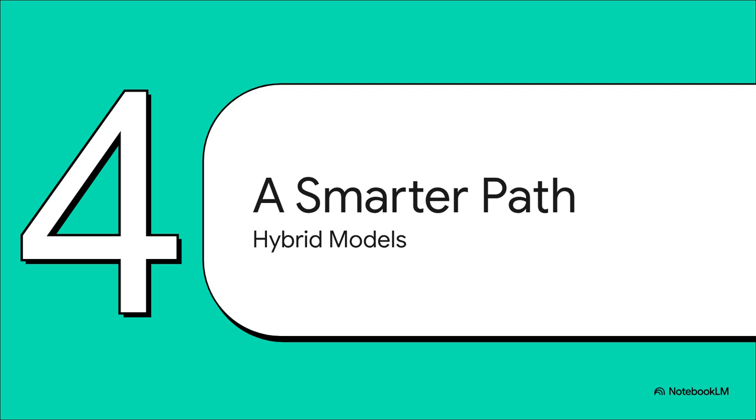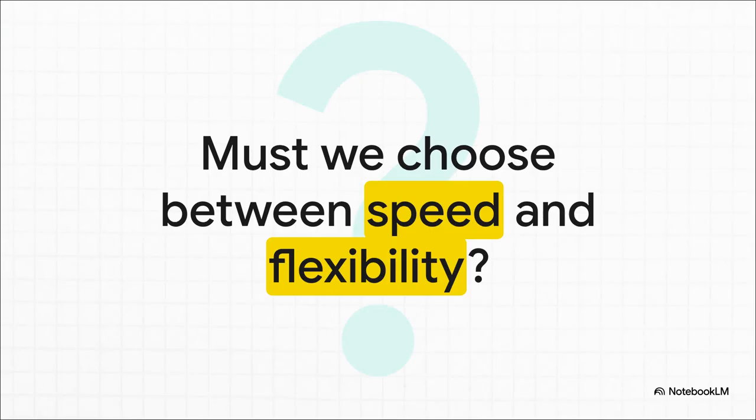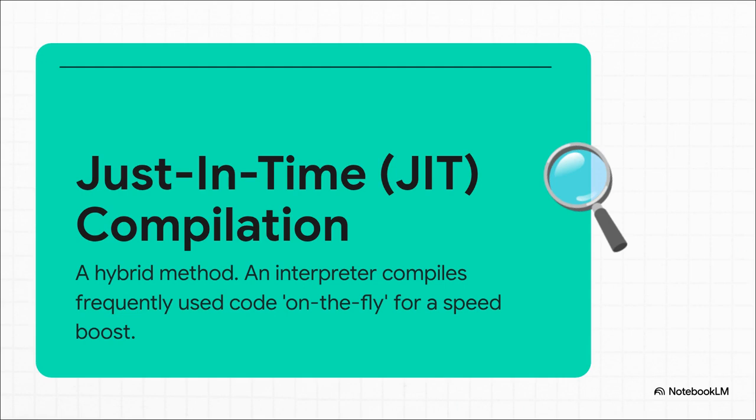Well, what if I told you that you don't always have to choose? Modern programming has found a really clever way to get the best of both. Do we really have to pick one, speed or flexibility? The answer, more and more often these days, is no. There is a third path. And that third path is called just-in-time compilation, or JIT for short.